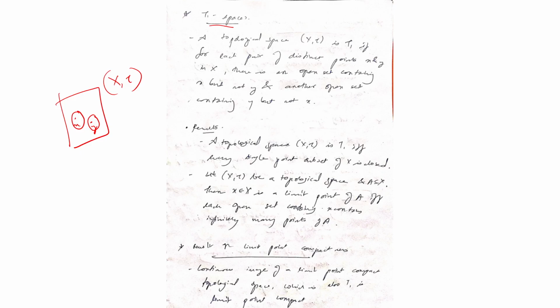Okay. So there are results. What they say: a topological space (X, tau) is T1 if and only if every single point subset of X is closed. Let (X, tau) be a topological space and A a subset of X. Then x belonging to X is a limit point of A if and only if each open set containing x contains infinitely many points of A. So these are some results related to T1 spaces and limit points.